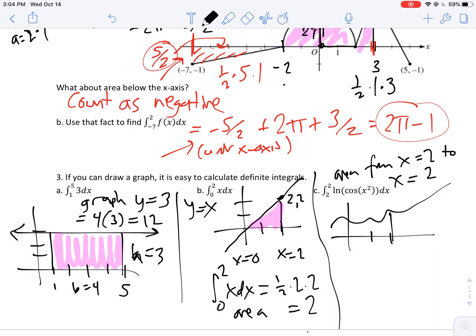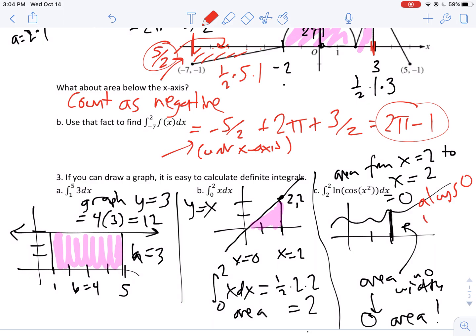So if I start at 2 and end at 2, does that area have any width? No, right? That area has no width. And if that area has no width, that implies there is 0 area right there. Okay, so that area is 0, and that's always going to happen. That will always be the case, always 0, if the bounds are identical.